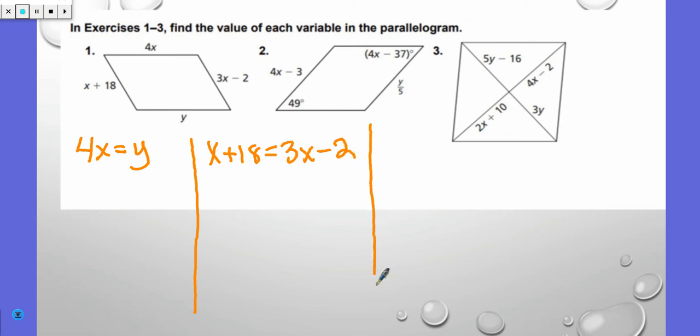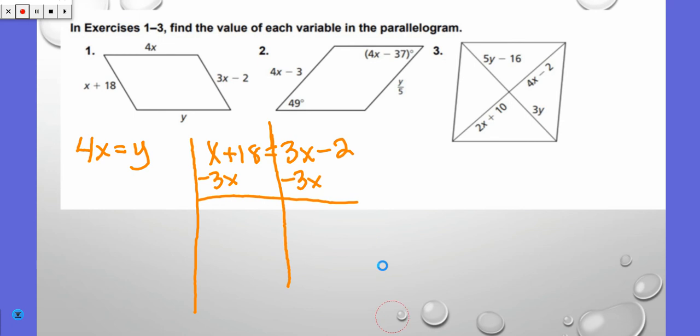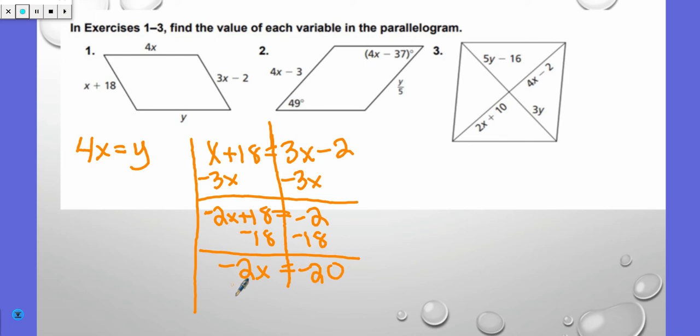So we're good on this one because we have the same variable, so we can solve for x in this one. So what I'm going to do here, the variables go on the left side and the constants go on the right. So we get negative 2x plus 18 equals negative 2, minus 18, minus 18. Negative 2x equals negative 20. Divided into negative 2, divided into negative 2, x equals 10.